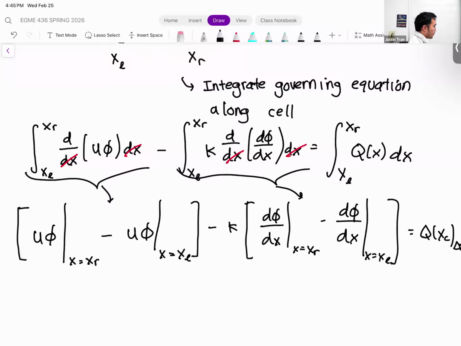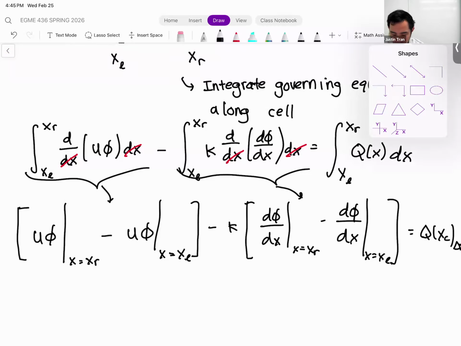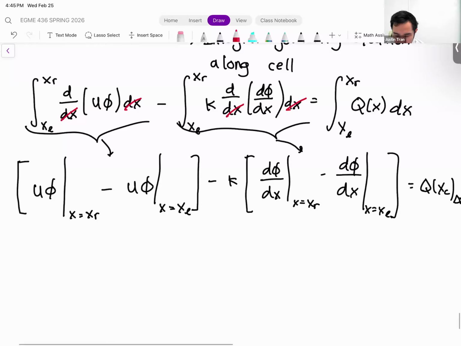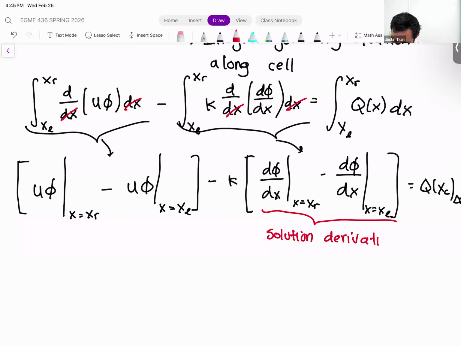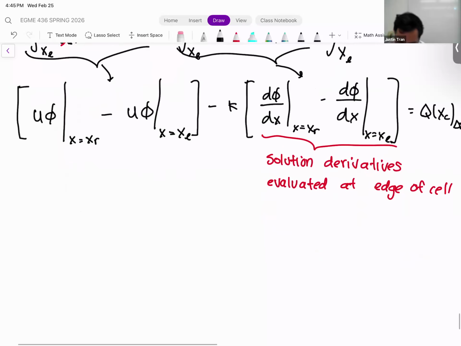All right, so we have something interesting here. On the one hand, we have something familiar, right? These diffusion derivatives we've seen before. Remember, these are essentially our solution derivatives evaluated at the edge of our cell. So essentially identical to the example we did earlier. It's just that they're in 1D. So let me go ahead and draw our cell one more time.